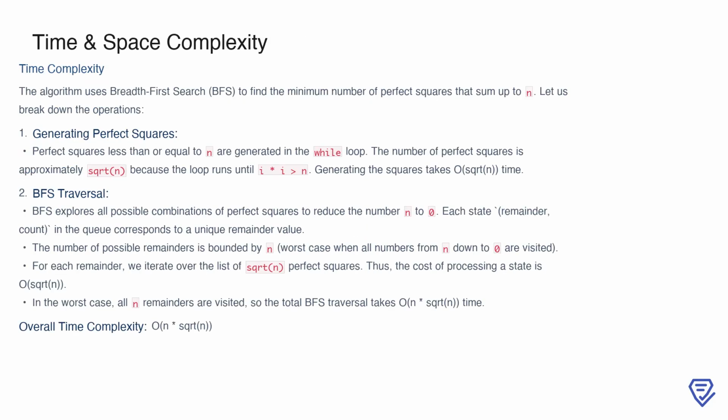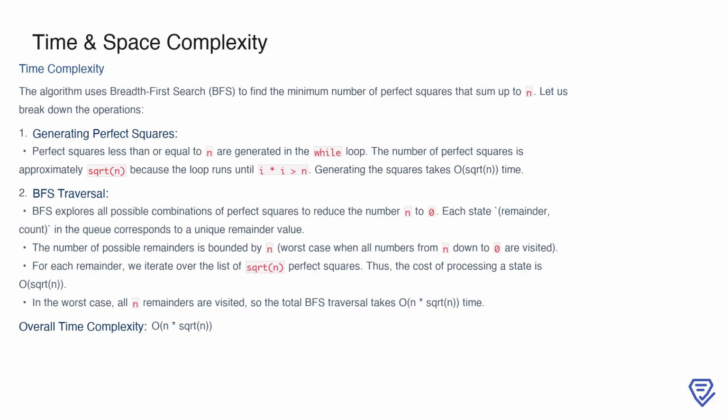In this problem, we use the breadth-first search algorithm to determine the minimum number of perfect squares that sum up to the given number, n. To begin, we generate all the perfect squares less than or equal to n. This process involves iterating through integers, squaring each one, and stopping when the square exceeds n. Since the number of perfect squares is roughly the square root of n, this step takes O(sqrt n) time.